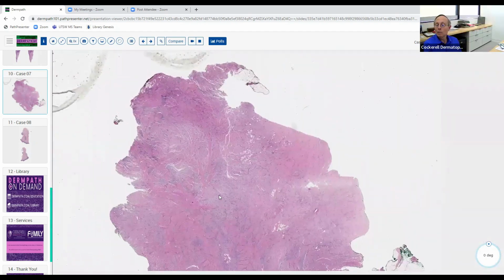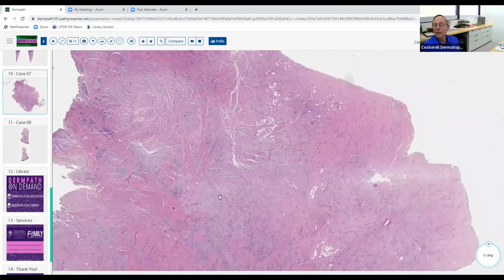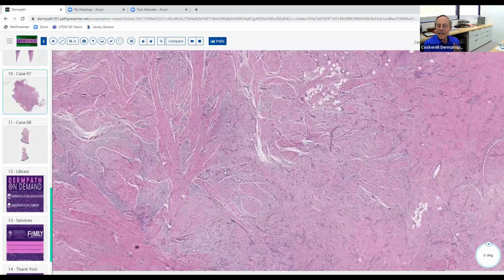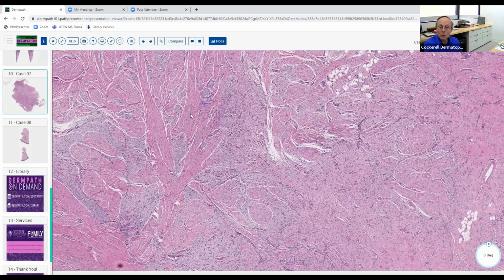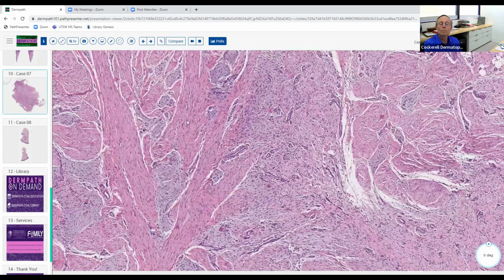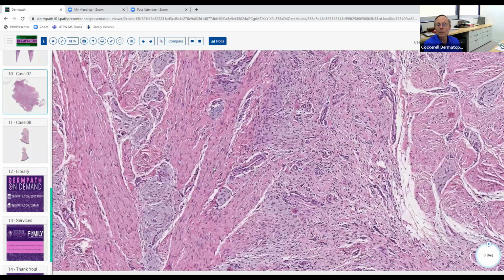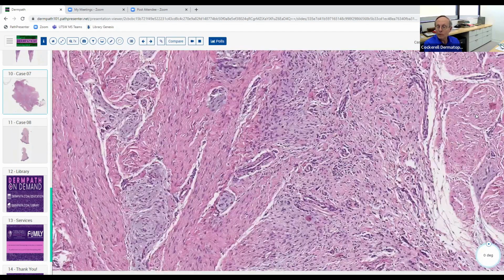The most important things here are remembering that it's mainly those spindle cells you need to know: nerve, smooth muscle, fibroblasts, and then histiocytes. And in this case, you've got areas of more primitive fibrous tissue forming these thickened strands and bundles of collagen with the fibroblasts. So this is what fibrous hamartoma of infancy looks like.